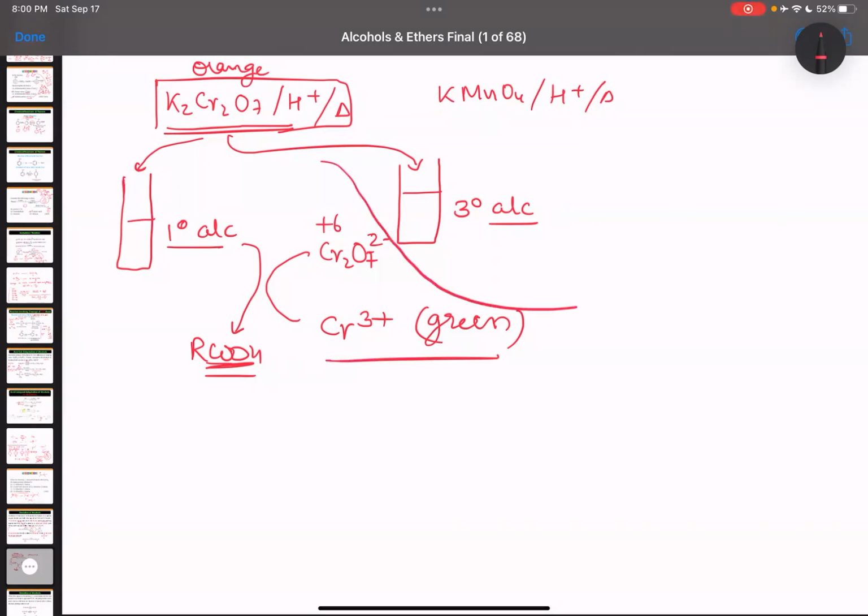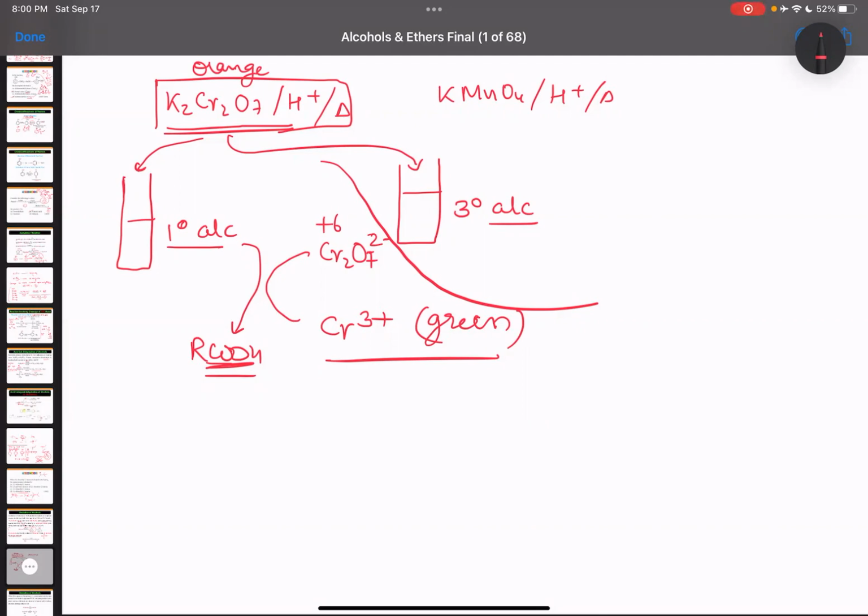And what about tertiary alcohol? It won't react. So what color change will you observe? There will be no color change. Exactly, and it will remain deep orange color.